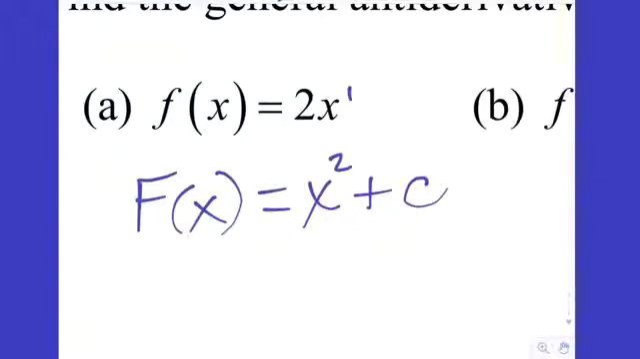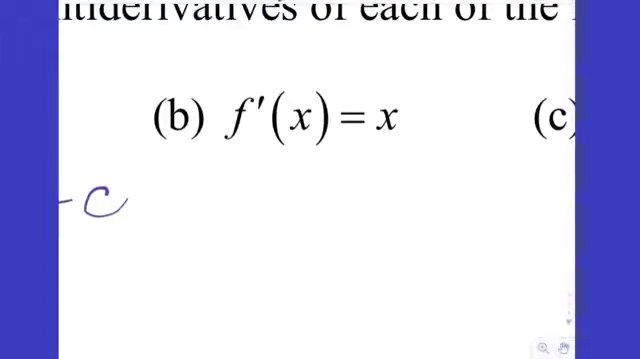Well, how'd you know that it wasn't 2x squared? Oh, because if you take the derivative, you get a 4x. Okay, so then you should have nothing there. So you get the 2. Okay, y'all are smart.